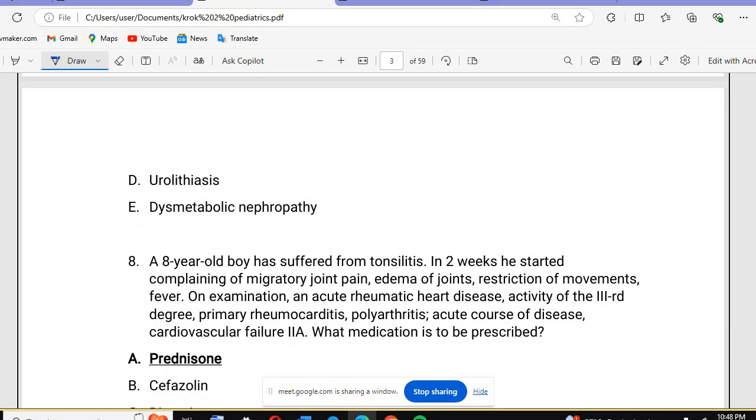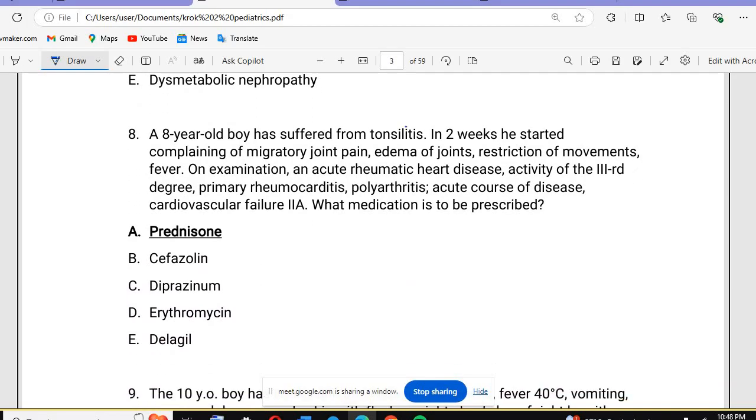An 8-year-old boy has suffered from tonsillitis or pharyngitis. In 2 weeks he started complaining of migratory joint pain. Migratory joint pain will be seen in which condition? Acute rheumatic fever. Edema of the joints, restriction of movement. On examination you see there is acute rheumatic heart disease, activity of the 3rd degree, primary rheumatic carditis is also there, polyarthritis is also there.